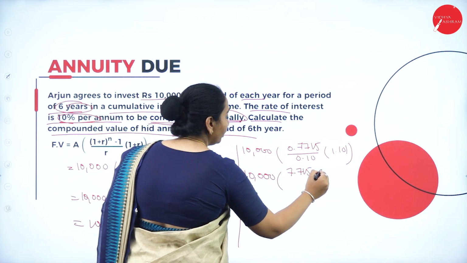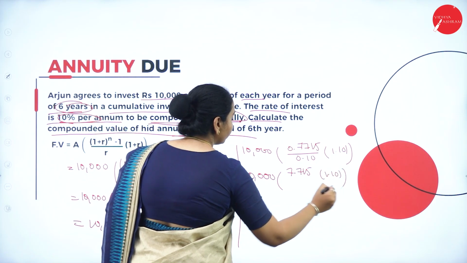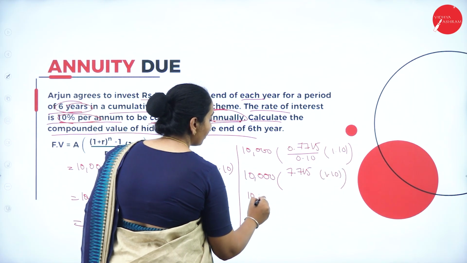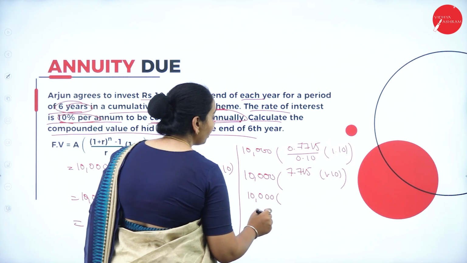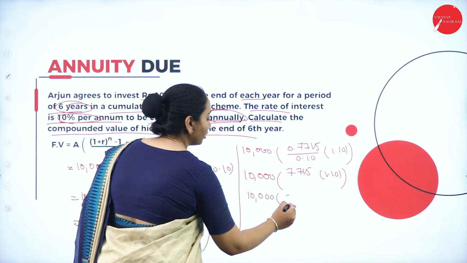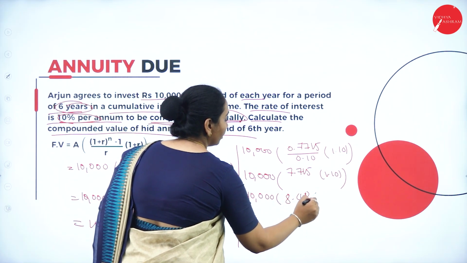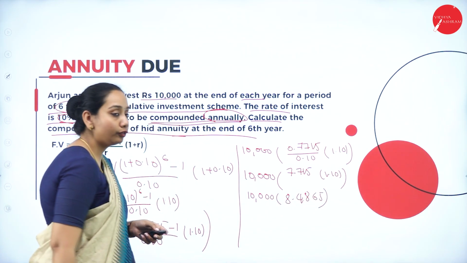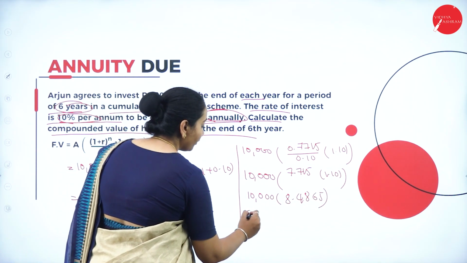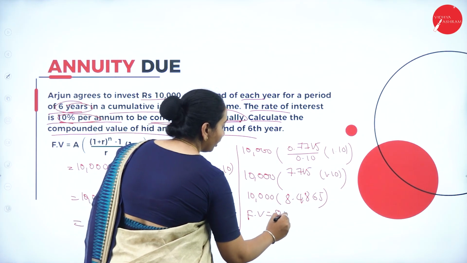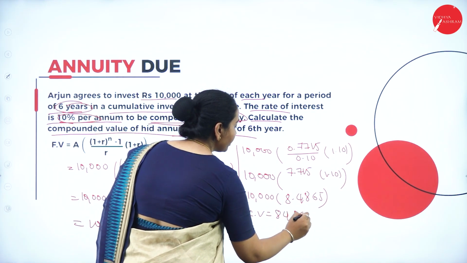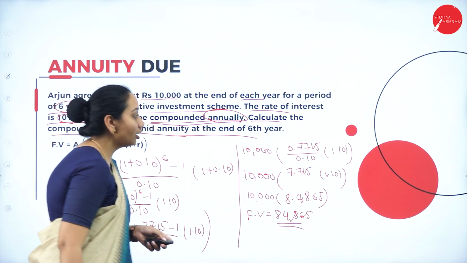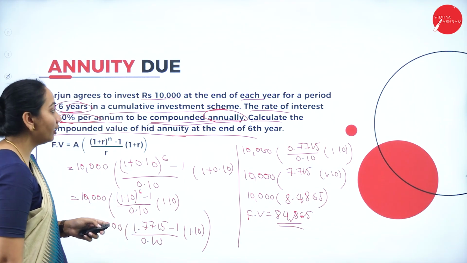7.715 into 1.10. Then 10,000 into 8.486. So 8.4865. So we'll get future value of 84,865. This is your future value. So I hope you have got the calculation.